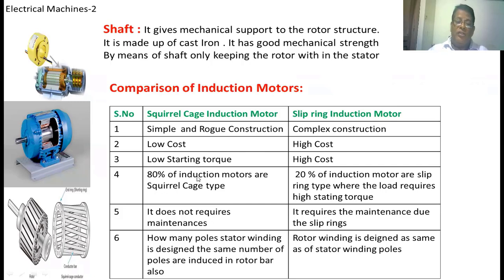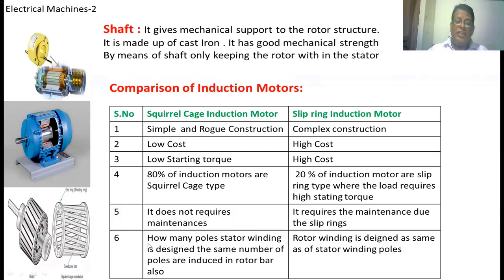80% of the induction motors are squirrel cage induction motors. Only in some special cases where the load requires high starting torque, there we go for the slip ring induction motor. That is, 20% of induction motors are slip ring induction motors. Squirrel cage does not require any maintenance, but slip ring requires maintenance due to the slip rings. In case of slip ring induction motor, the slip rings are there, so always it requires some sort of maintenance.